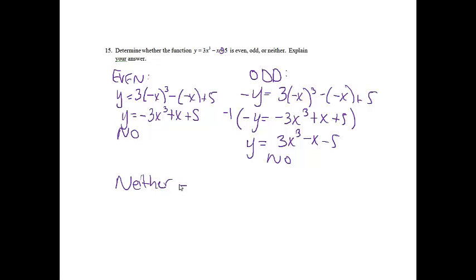And my explanation will be, I'm not going to say because when I replaced the x's and the y's, it didn't work. I'm going to say, why did I do that? When I was testing for even, I was testing for y-axis symmetry. And when I was testing for odd, I was testing for origin symmetry. So I'm going to say the function does not have y-axis symmetry.